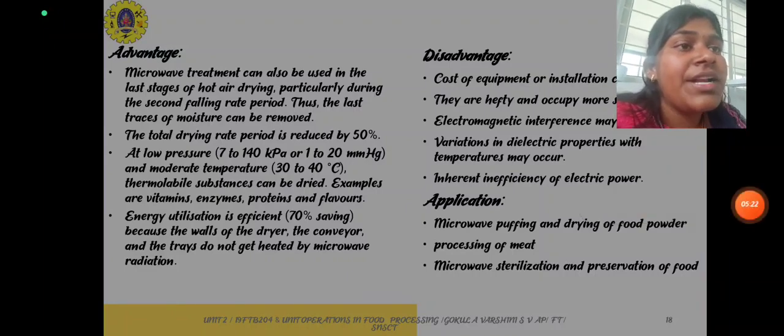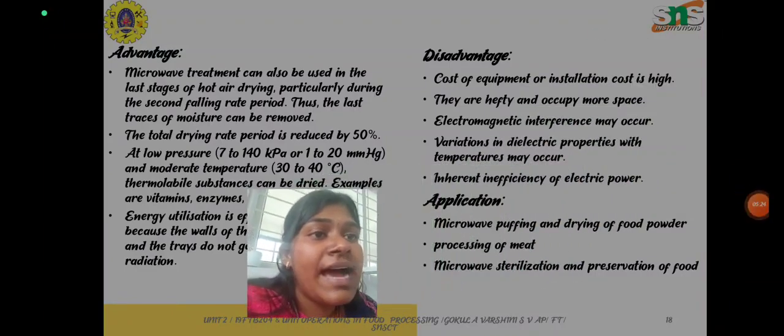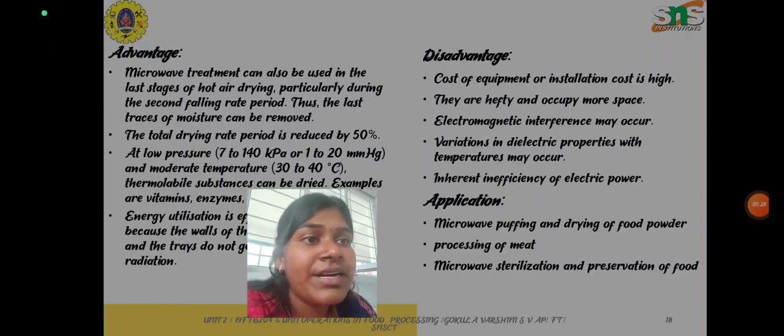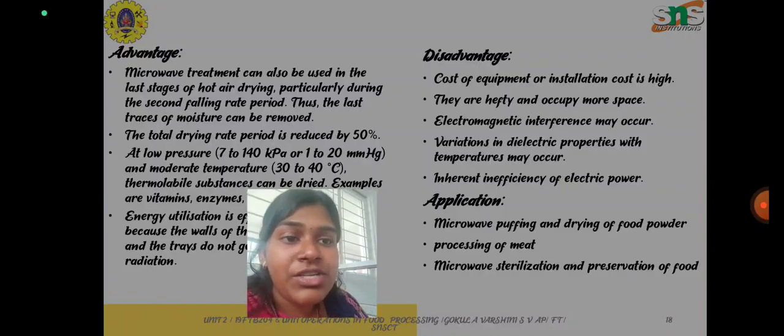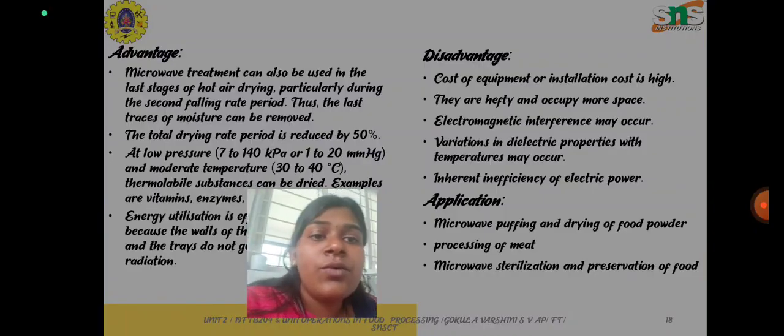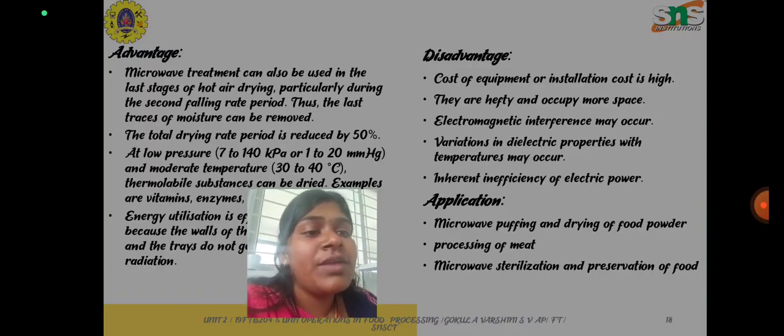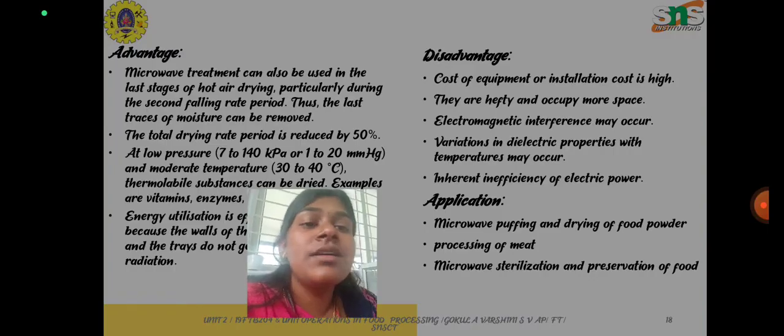And disadvantages: the cost of the equipment is high, it occupies more space, electromagnetic interference may occur, and variation of dielectric properties with temperature can also occur. And what are the applications? On seeing the applications: microwave puffing and drying of food powder, processing of meat, microwave sterilization, and preservation of food take place.